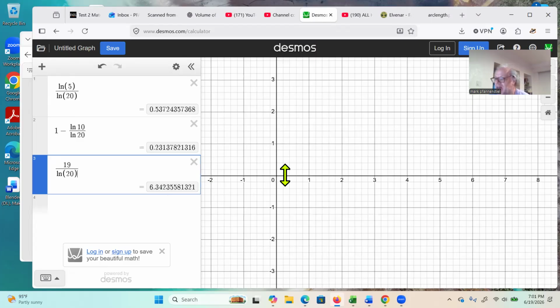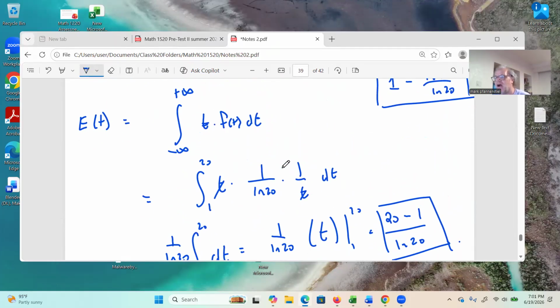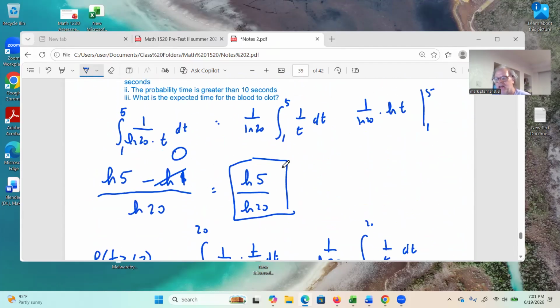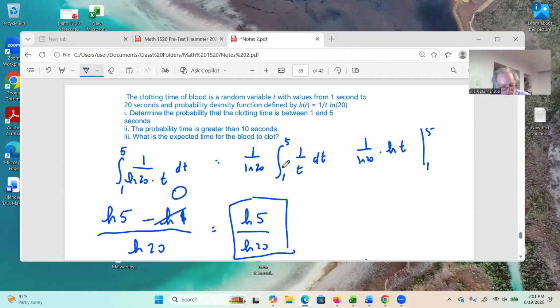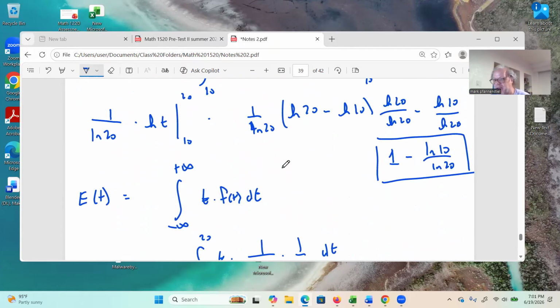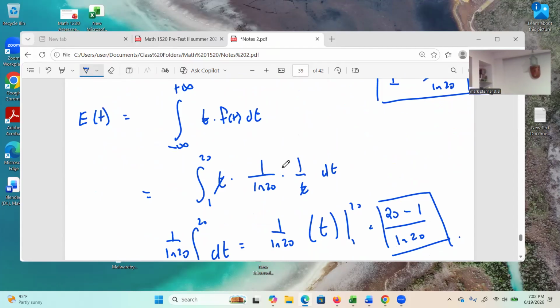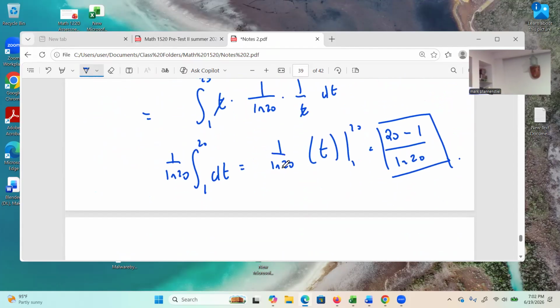So that's how you do that kind of problem. I don't want you to be afraid of probability. They're really not too bad. Actually, they're sometimes the nicest problems that you're going to see on the exams, because they're usually a real world application. Expected value is just the integral of x times f of x, and that's pretty much all there is to it.